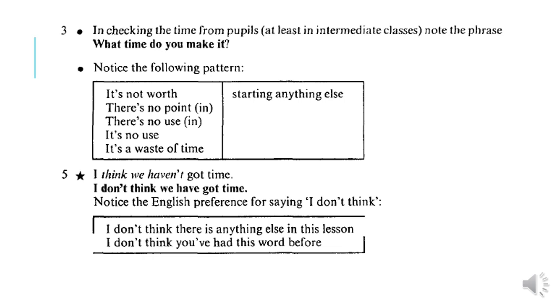The following sentence is incorrect: "I think we haven't got time." It should be, "I don't think we have got time." Notice the English preference for saying "I don't think." For example, I don't think there is anything else in this lesson. I don't think you've had this word before.